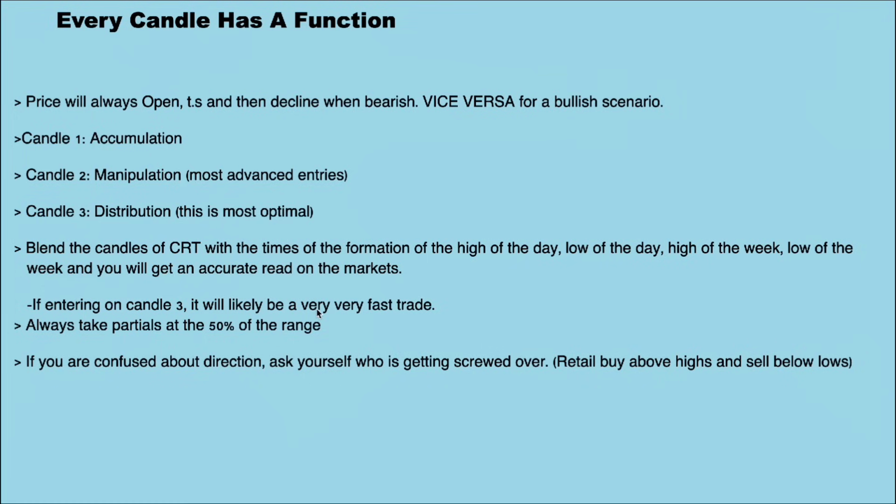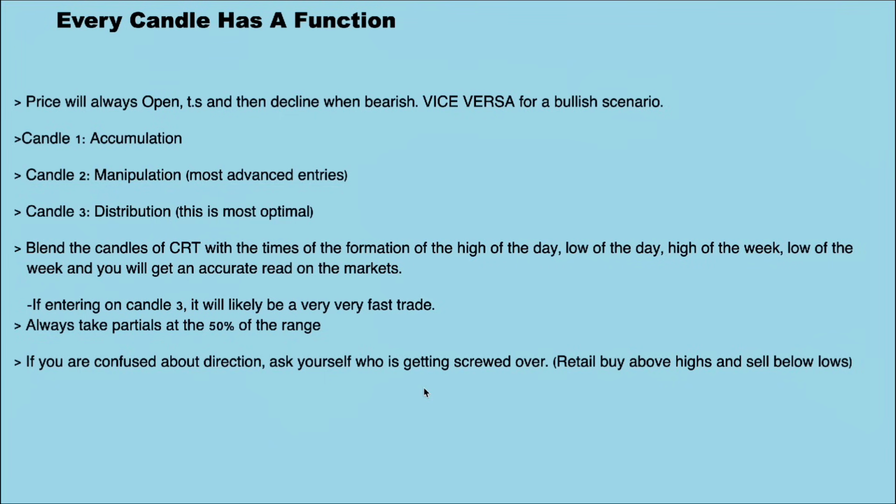If you enter on the third candle, the trade is likely to be very fast, quick, and heavy. Why? Because it is the distribution leg of the model. Always remember to take partial profits at 50% of the range. As mentioned before, reversals often occur at this point. If you're confused about the direction, ask yourself, who is getting caught off guard? Retail traders often buy above highs and sell below lows. You don't want to be selling when we are below a CRT low. Instead, you should be buying.